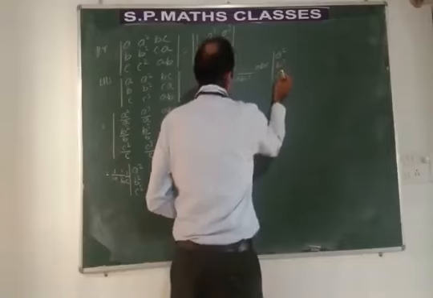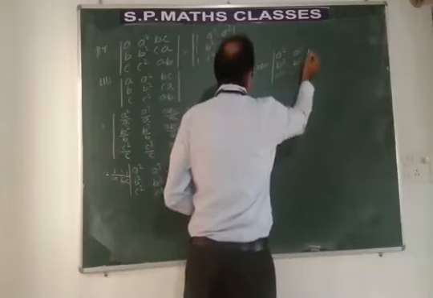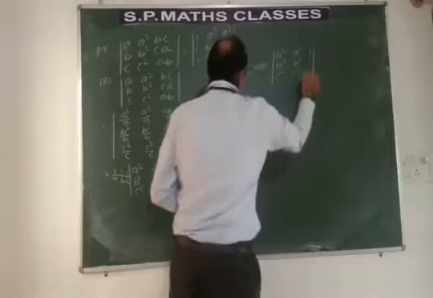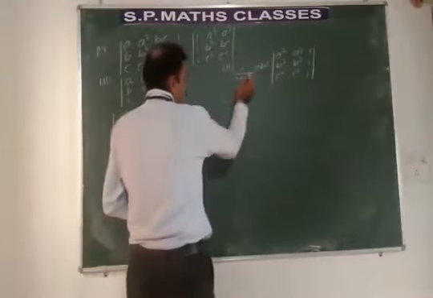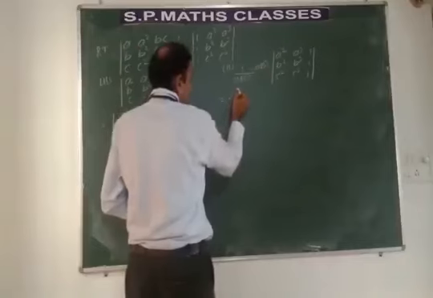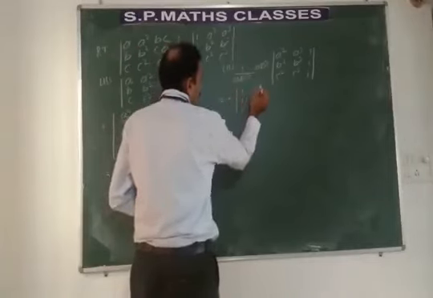First column remains as it is, second column remains as it is, and third column we have taken ABC as common factor, so we get 1, 1, 1. I continue, ABC gets cancelled. Now, I think you have understood how to do it.